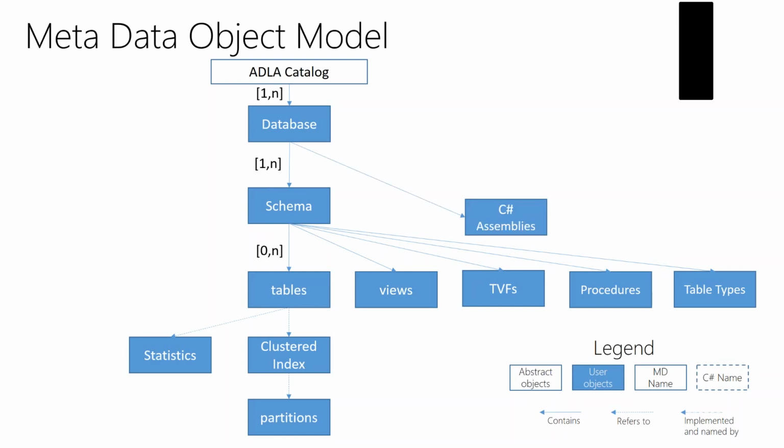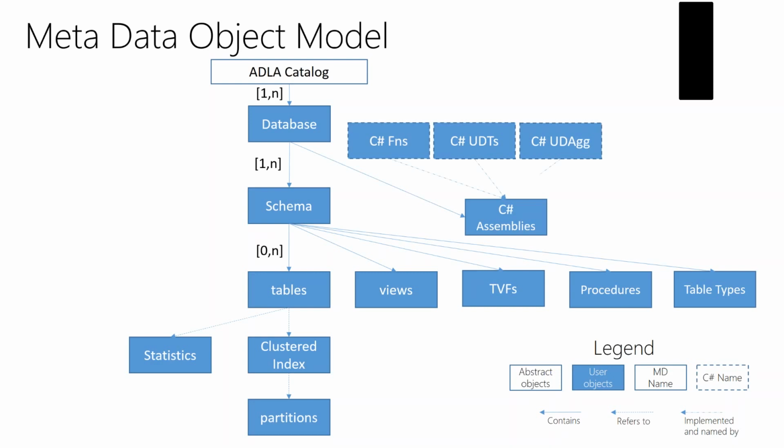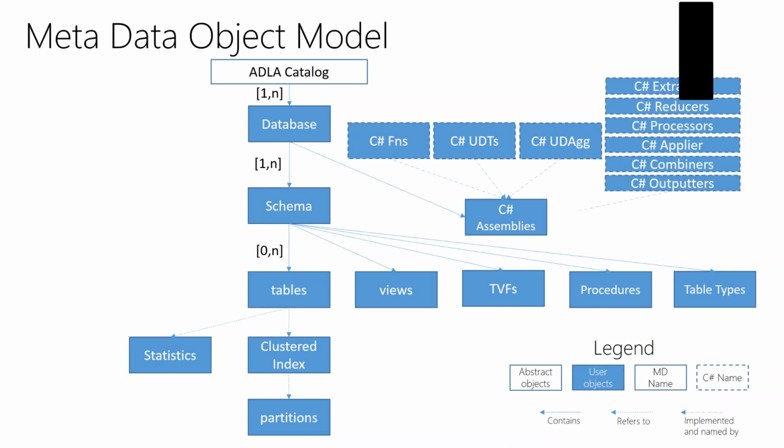Then next to the schema, we have C# assemblies. So this is at the same level of the hierarchy as it is in SQL Server as well. And these C# assemblies, while they have a naming scheme that is basically database name dot user given assembly name, now provide access to C# functions, C# UDTs, C# user-defined aggregations, and all the user-defined operators.